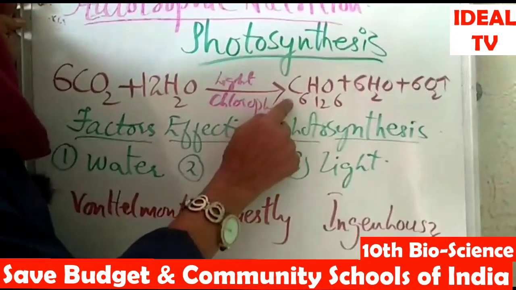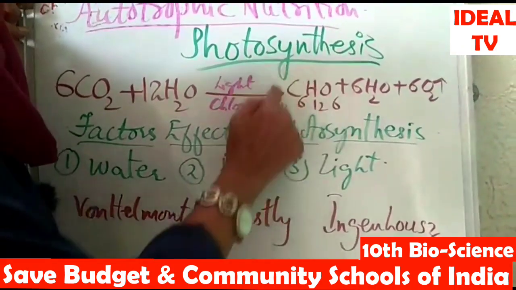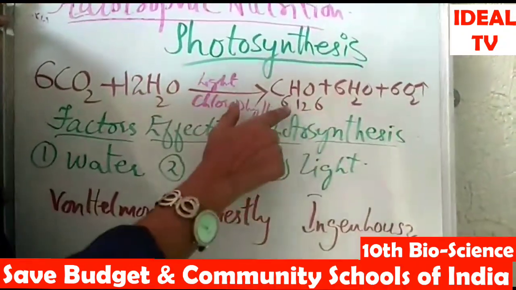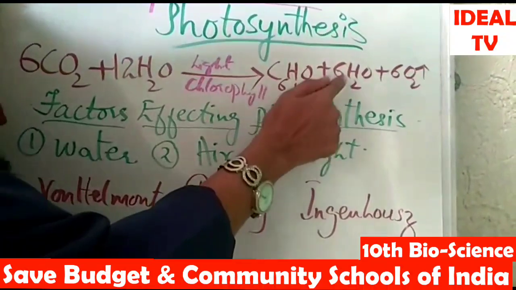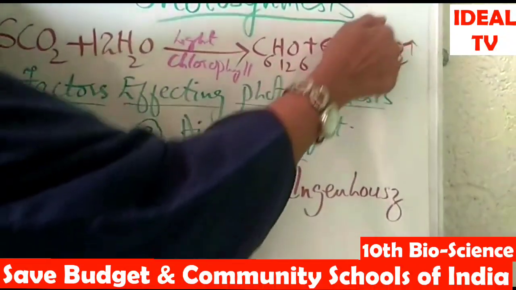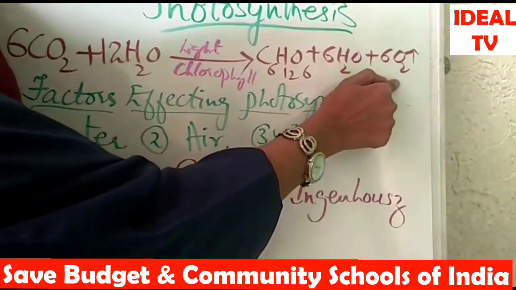Like here, by the combination of carbon, hydrogen, oxygen, we have prepared a sugar molecule which is the ultimate product of photosynthesis as starch. Now, along with the carbohydrate, we have also formed the water molecule and also the evolution of oxygen is being seen.